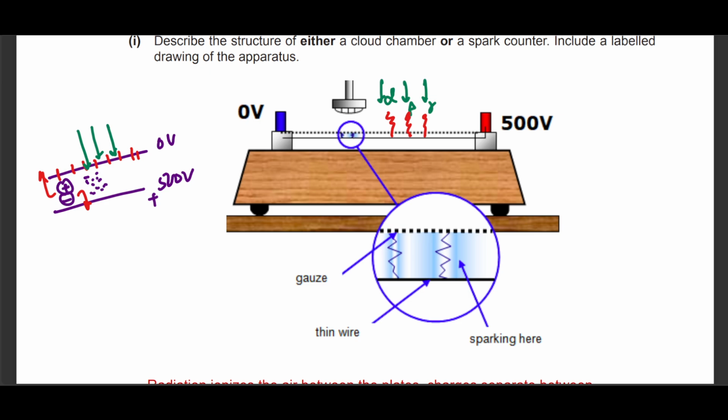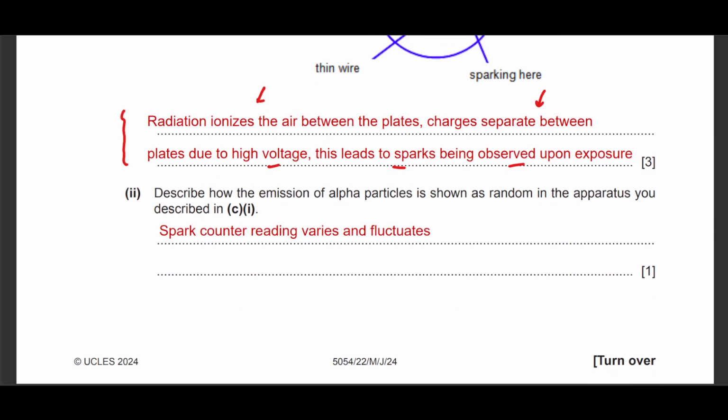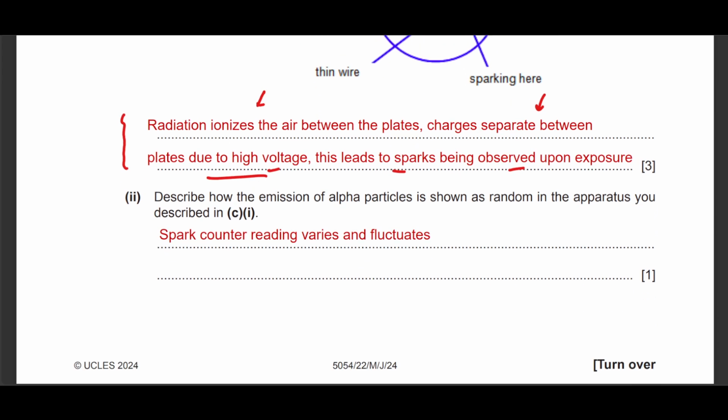This is the spark counter. So it can show you, or it can represent, how much activity a radioactive sample is producing. Is it highly radioactive or is it just mildly radioactive? Okay, so we explained this process a bit: radiation ionizes the air between the plates. Charges separate between the plates due to high voltage, and this leads to sparks being observed upon exposure to the radioactive source. Describe how the emission of the alpha particle is shown as random.